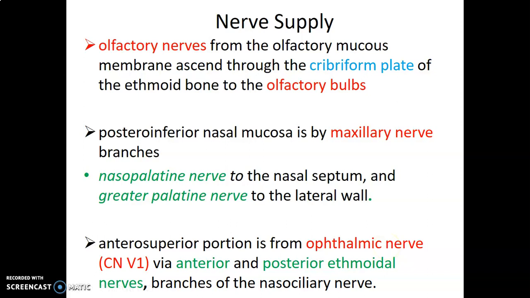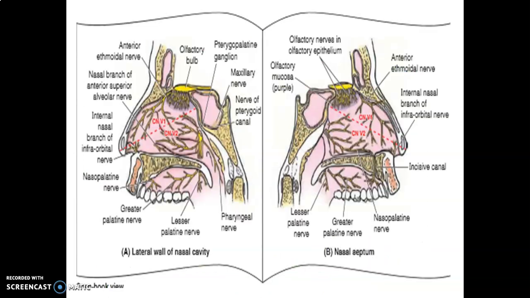So sensory innervation of the nose anteriorly, anterosuperiorly, ophthalmic nerve through anterior and posterior ethmoid nerves, and posterior inferiorly you have maxillary nerve that will give nasopalatine nerve to the nasal septum and greater palatine to the lateral wall.